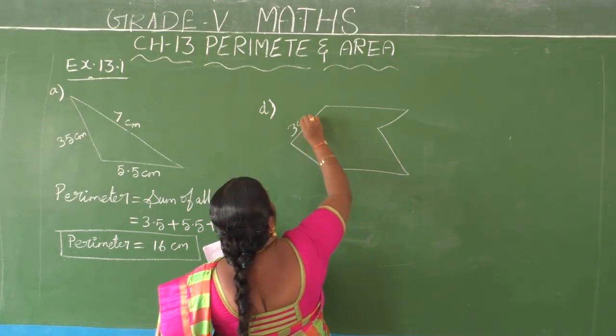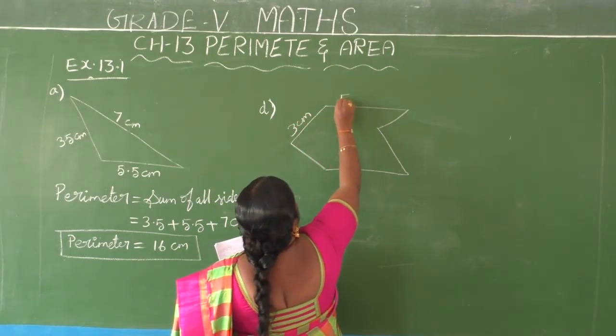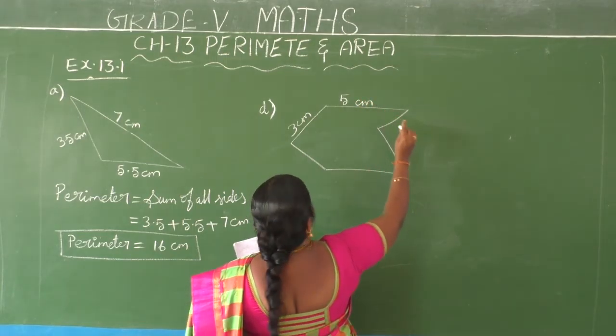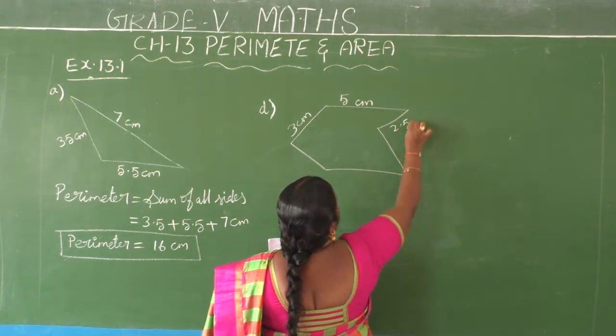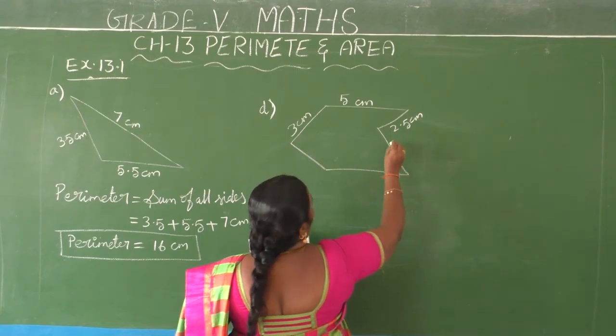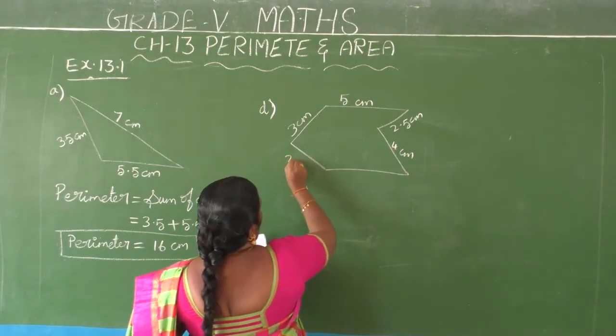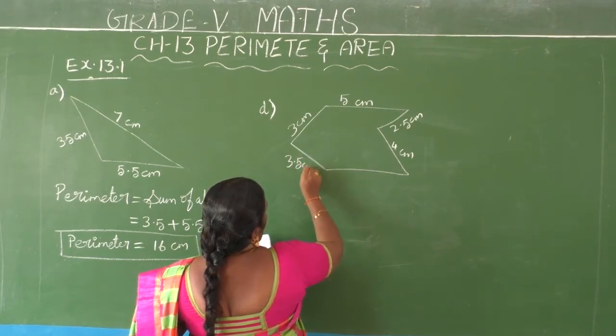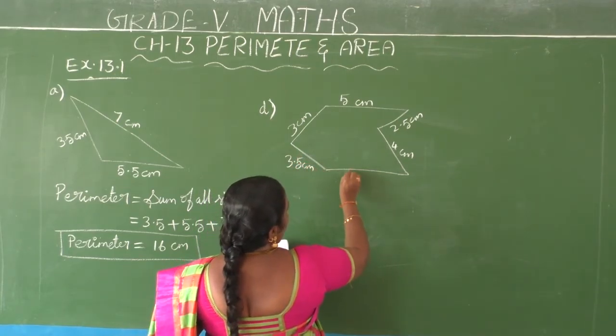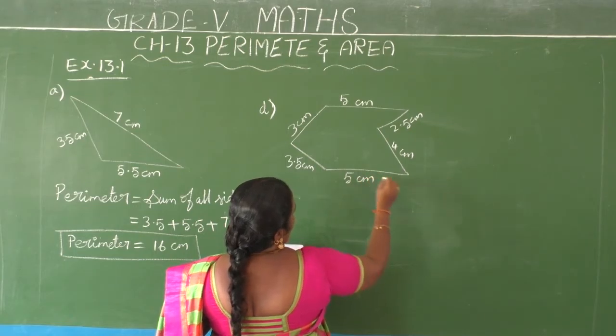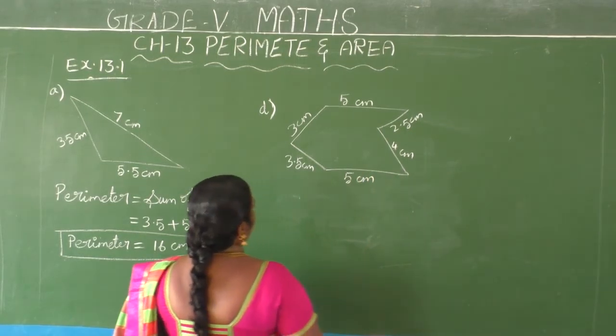This side they gave 3 centimeter, 5 centimeter, 2.5 centimeter, 4 centimeter, here 3.5 centimeter, and this length they gave 5 centimeter. So as usual, how can we find the perimeter?